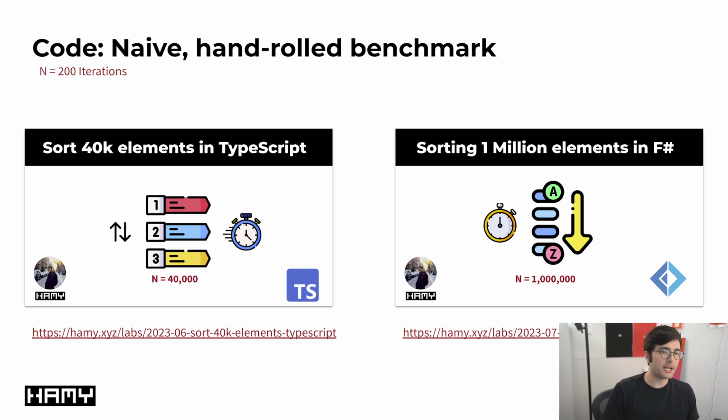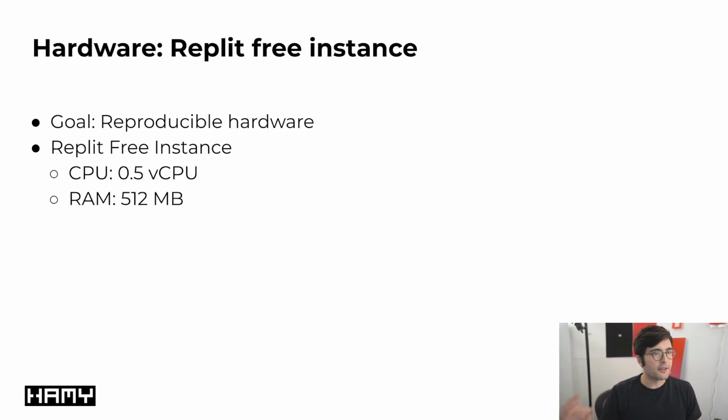I've already done deep dives into each of these, so if you want to learn more about the benchmarks for TypeScript and F#, you can look at those videos. Now, the other asterisk that's usually in a lot of benchmarks is the actual hardware, because if you run it on different hardware, you should probably expect different results. Here, we're trying to make this as deterministic and reproducible as possible with respect to hardware by just using the Replit free instance. You can get this with just a free account on Replit, and it just gives you half of a vCPU and 512 megabytes of RAM.